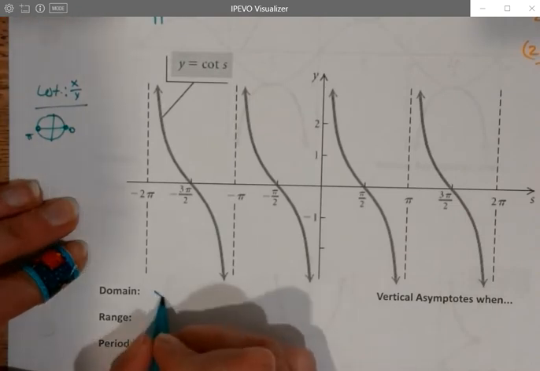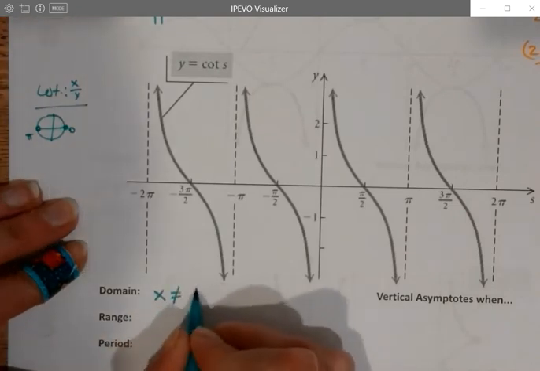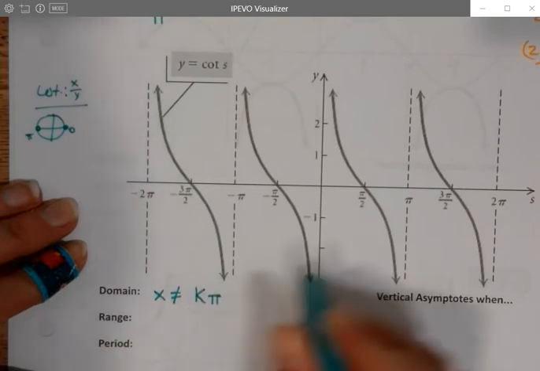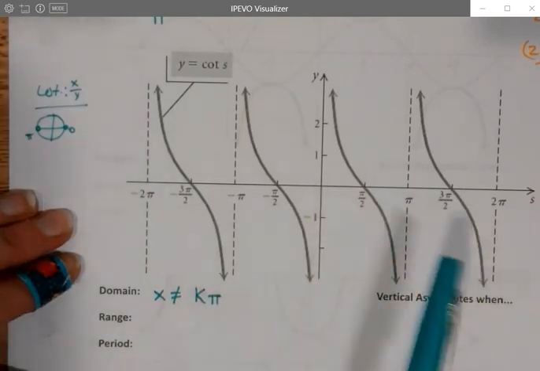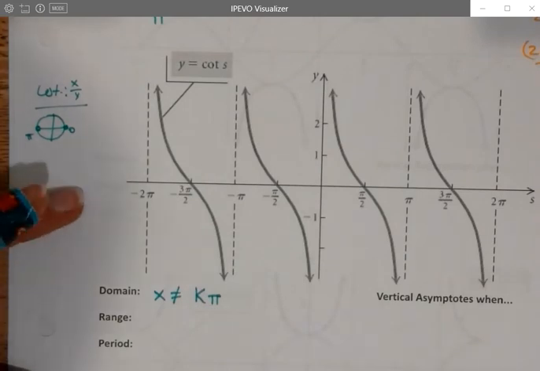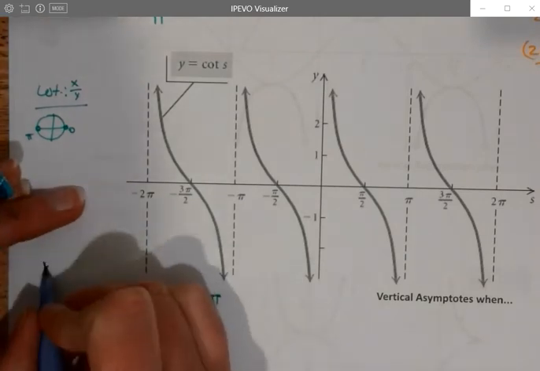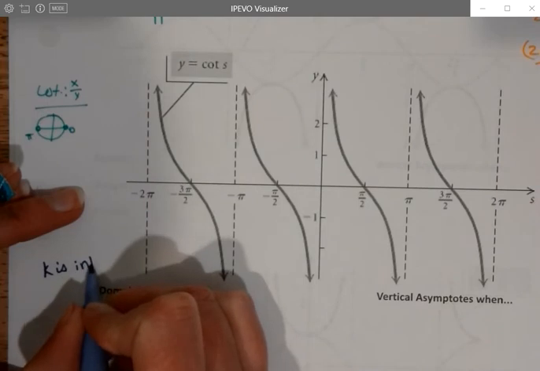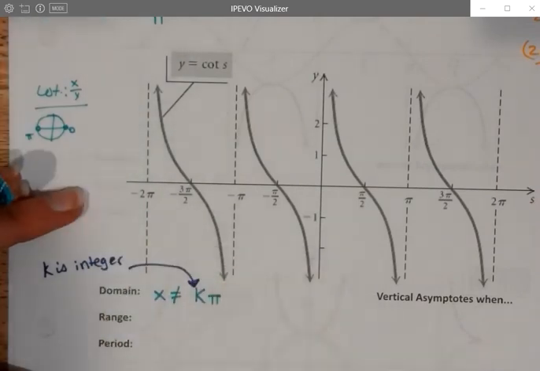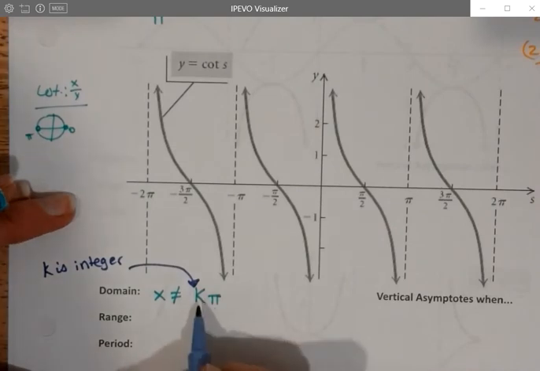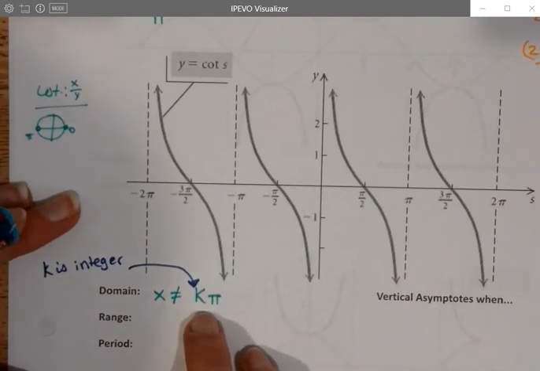So the domain is going to be x not equal to k pi. 0 counts as k pi because if k is 0, k is an integer, by the way. If I didn't define that last time, k is just any integer. So it's definitely not a fraction. It has to be a whole number, but positive or negative. So k is an integer, so it can be 0, 1, 2, 3, 4. Any multiple of pi is going to make the cotangent graph undefined.